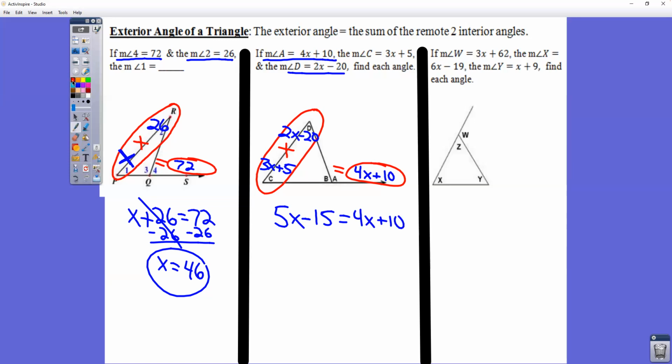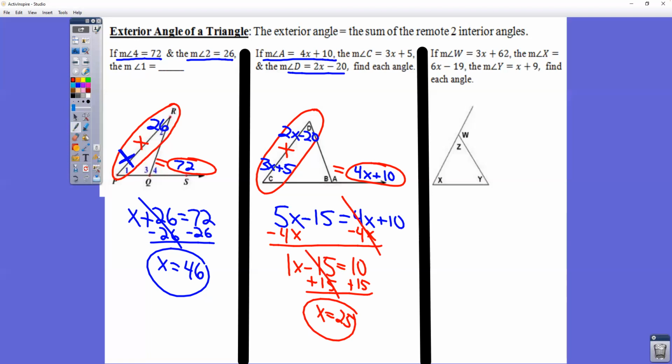Again, when you go to solve an equation like this that has letters on both sides, you need to add or subtract from both sides. I'm going to subtract 4x and subtract 4x. So we have 1x minus 15 equals 10 when you bring it down. Plus 15 plus 15. So we get x equals 25. When you go to sub it back in, you would get 30 for this top angle. You would get 80 over here, and you would get 110 over here. Just to save a little time, we're not going to do that last one.